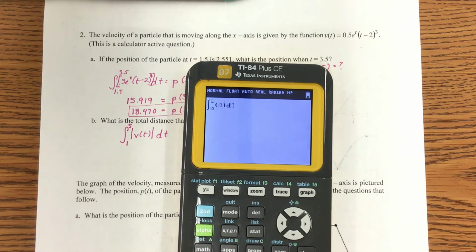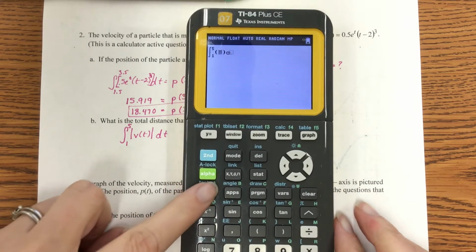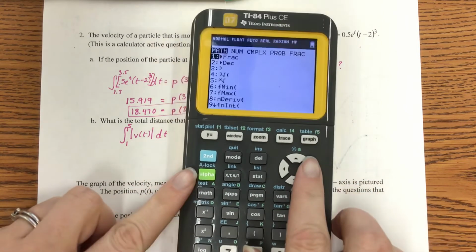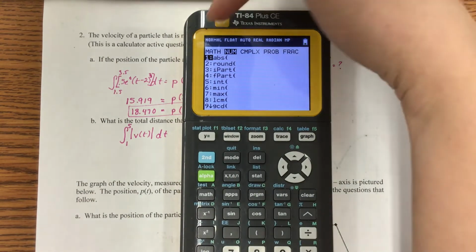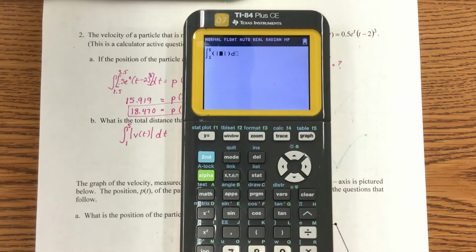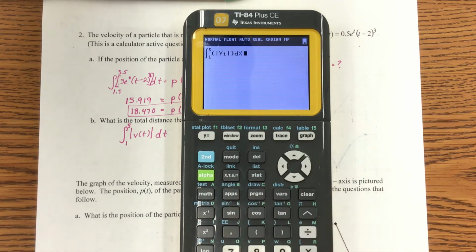I'm going to hit math 9 to get to this. Our numbers are 1 and 5. Now we need an absolute value in here. To get that, we hit math, and then we go over 1 to get to number, and then number 1 is absolute value. So math, right, enter. Absolute value. And then we already have v of t plugged into our y equals. So I'll hit vars, right for y vars, and hit enter twice to get y1 there. Over here, put an x, enter. Thinking it is 913.067.